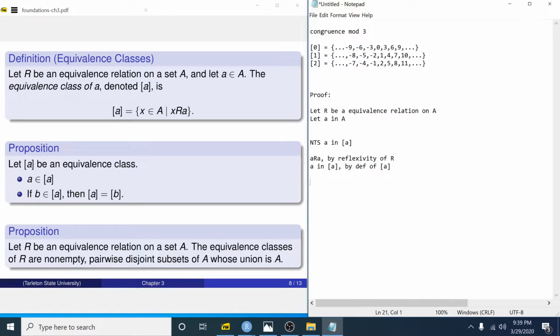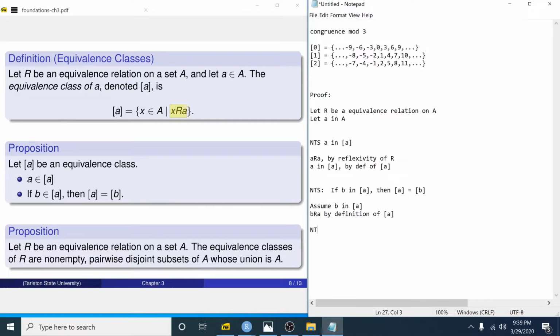So what else do we want to show? We need to show that if b is in [a], then [a] is equal to [b]. Okay, we need to show that. All right, well, let's go ahead and assume that. Well, if b is in [a], again, by definition here, that means that b is related to a, right? So that means b is related to a by definition of [a].